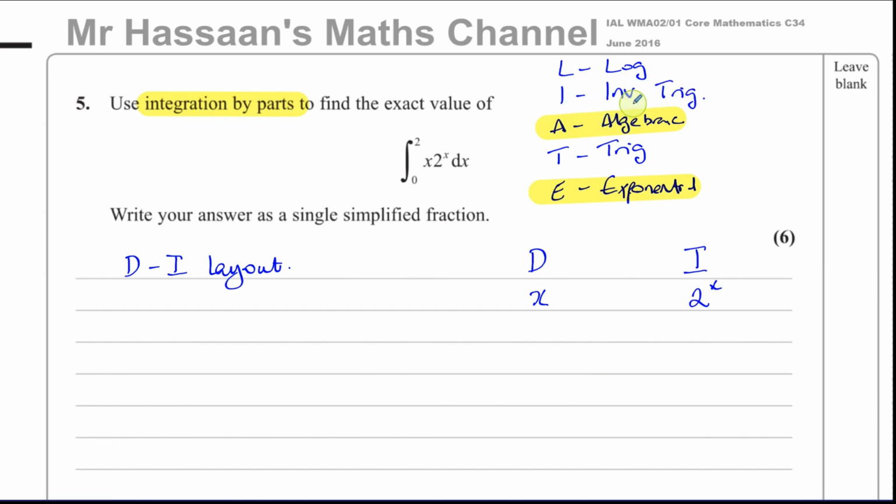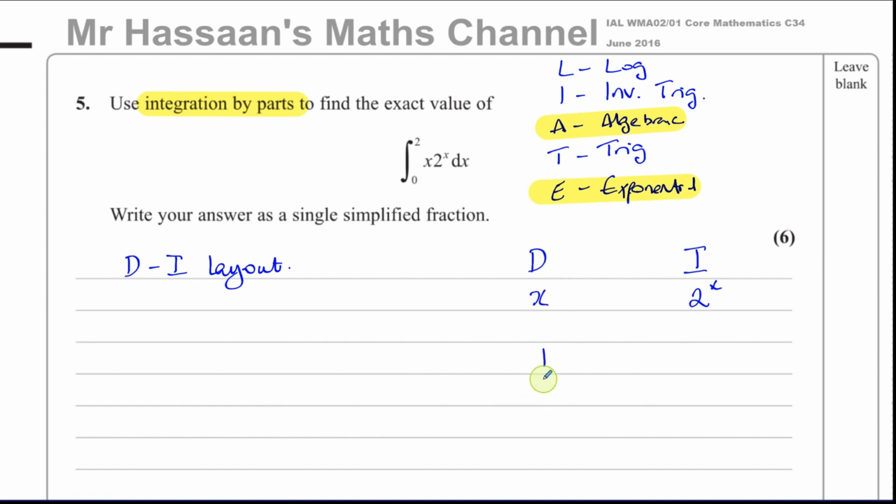If there's an inverse trig, which in Cambridge has been introduced now, that also takes precedence over the x. Okay, so the x generally is the x term, like x squared, because when you differentiate x to the power of something, it eventually becomes 0, and that's the scenario that we like the best in the DI method. So basically, you take the d part and you differentiate it, and you see what happens.